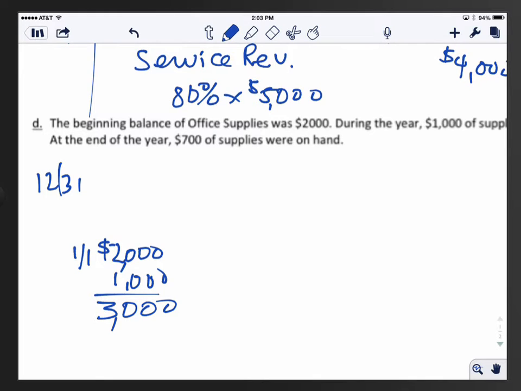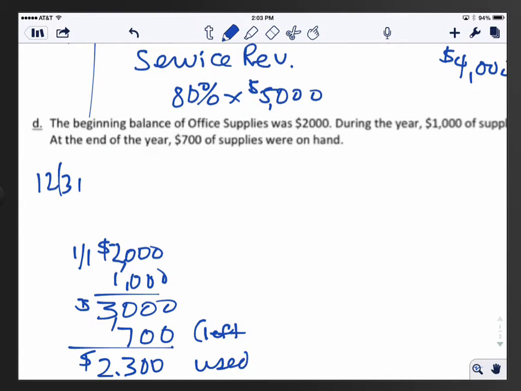But it says we have $700 left. So this is what's left. That means we must have used up $2,300 in the given year. Okay? So basically that tells us our journal entry is going to be for $2,300. And we have to think through what account we need to debit and what account we need to credit. Well, what are we doing?